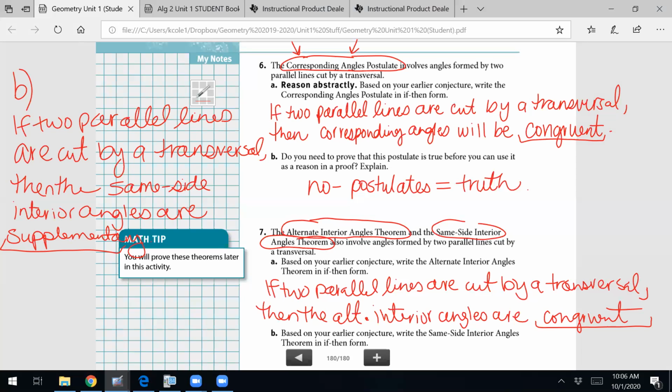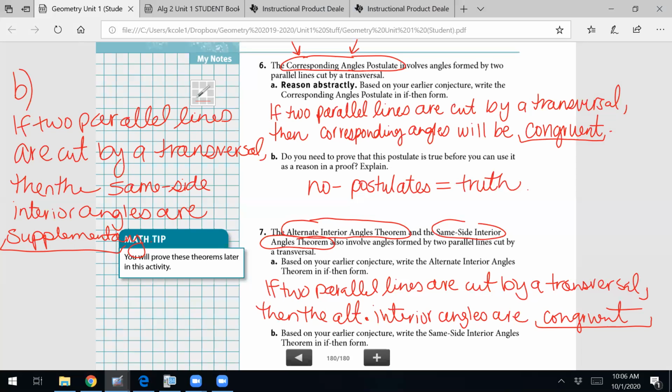So you just wrote out and created 3 postulates that now we can use to prove things. How do you feel about yourself? Feel good? Awesome. All right.